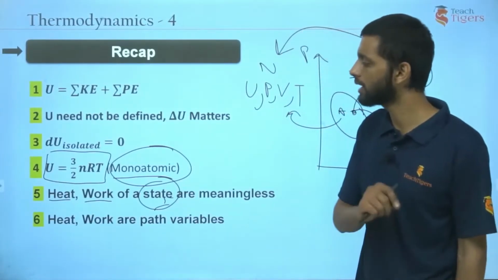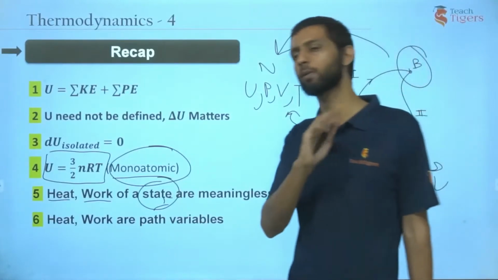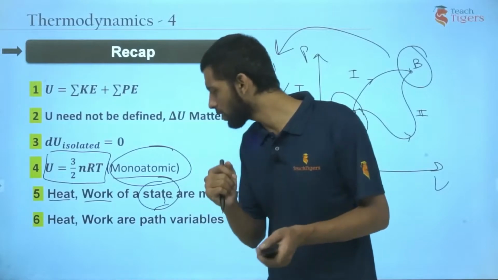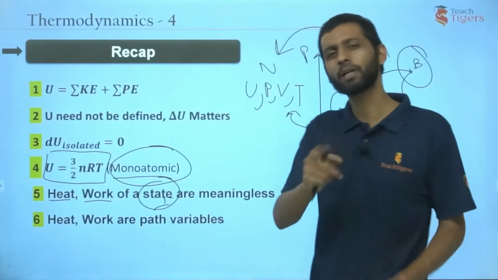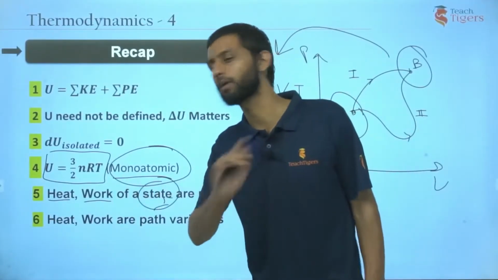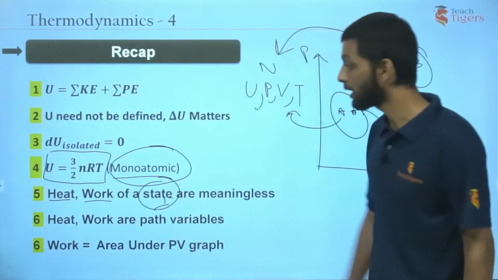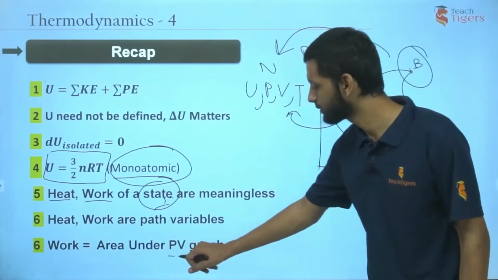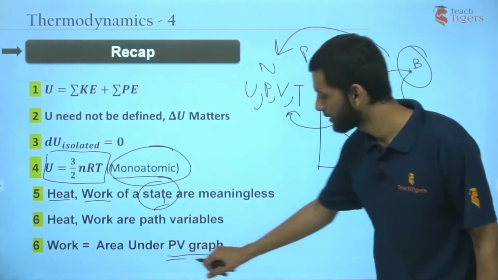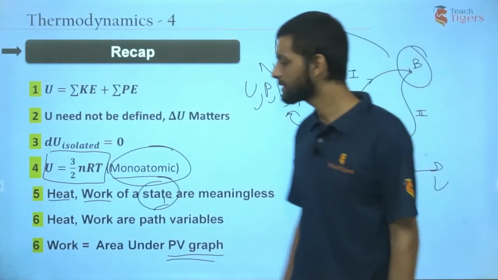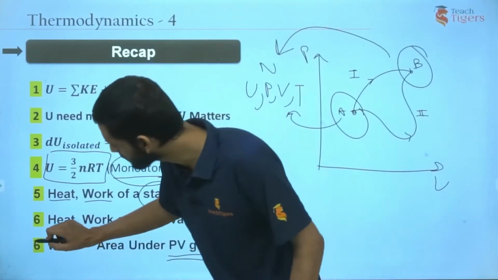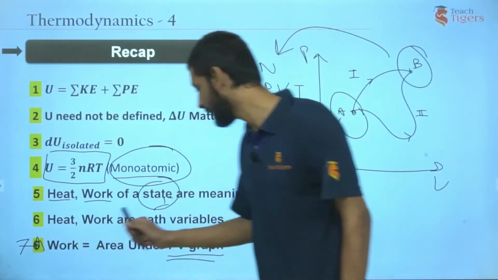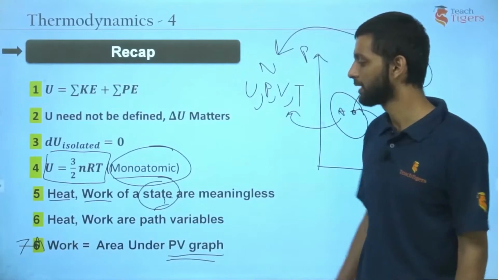So never answer the question, never ask the question, what is the heat or work of any particular state. They are meaningless questions, they're not defined. Another thing we discussed is work equals area under PV graph. It's an intuitive application. This point should be point number 7. Sorry about that. Point number 7 is work equals area under PV graph.